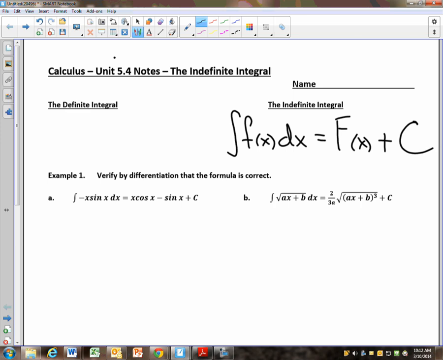So, what's the difference between the indefinite integral and the definite integral? Yeah. Definite has bounds, has a and b. Indefinite does not have bounds. So you add a c on the end, and that's that.